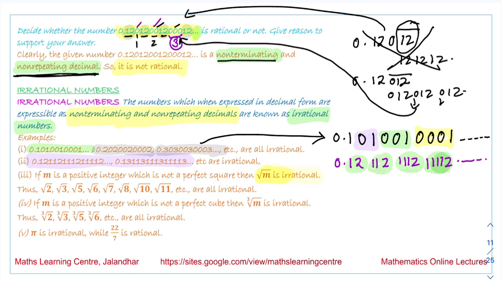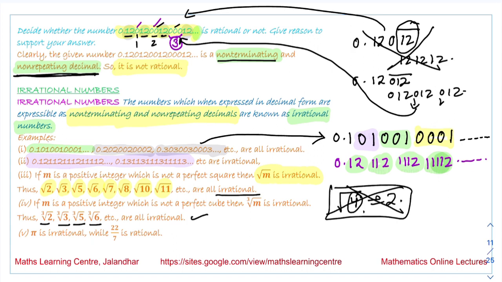Similarly, if we have any positive integer m which is not a perfect square, then square root of m is irrational. So square root of 2, square root of 3, square root of 5, 6, 7, 8, 10, 11, all these numbers are irrational numbers. Similarly, cube root of 2, 3, 5, 6, all these are irrational. Suppose I am talking about square root of 4. 4 is a perfect square, the answer is 2, so it is a rational number. Suppose I am talking about cube root of 8. The answer is 2. Cube root of 27, the answer is 3.